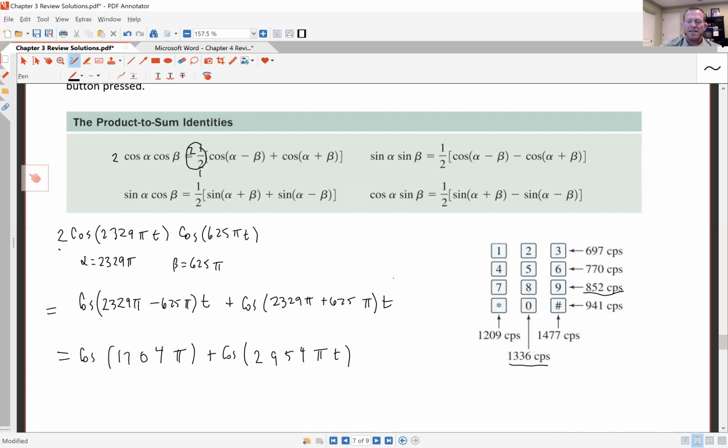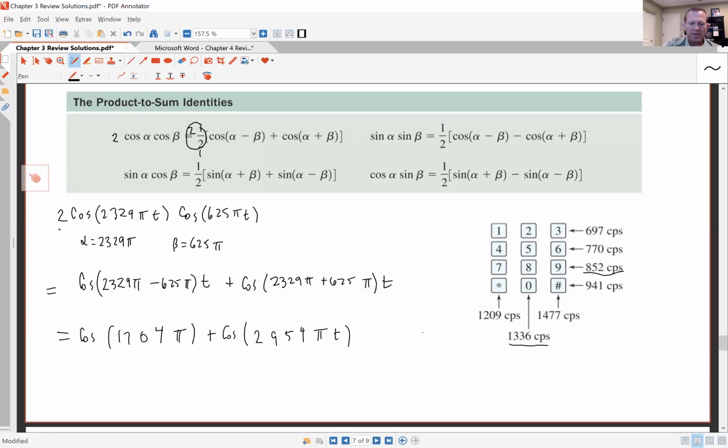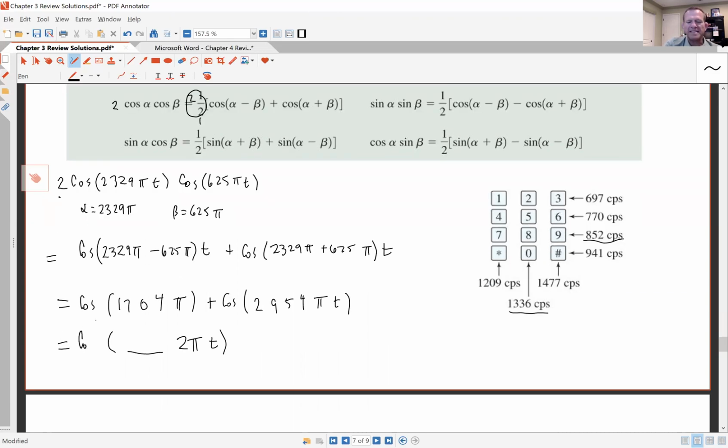So we still can't see the frequency yet because we have to write it in the form 2 pi t. And then that'll give us the cycles per second. So you divide 1704 by 2, and we get 852. This is the first frequency, 852. So we've either pressed 7, 8, or 9.